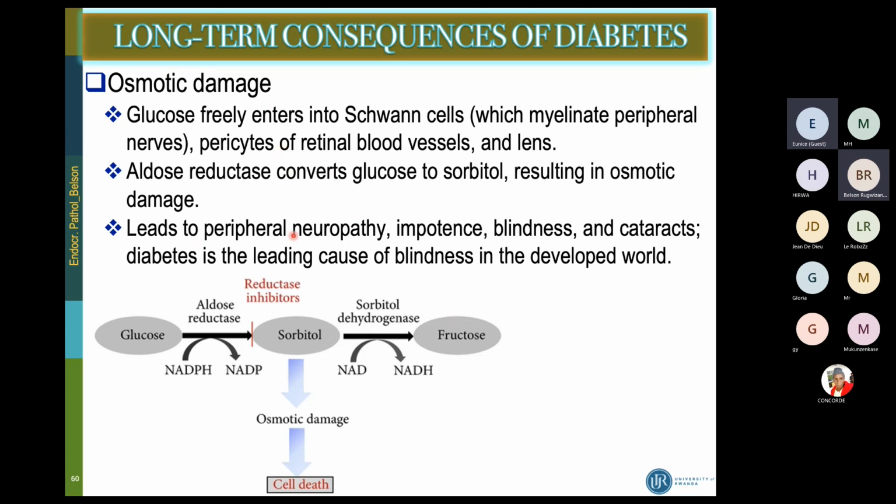So and then the patient azagira peripheral neuropathy because of these neurons which are affected. You have impotence because of vessels maybe in the genital system are affected. Blindness, you can understand because the retina and the lens, and the cataract especially refers to the lens, while blindness can be lens or retina. So diabetes is the leading cause of blindness in the developed world, so in Western countries.